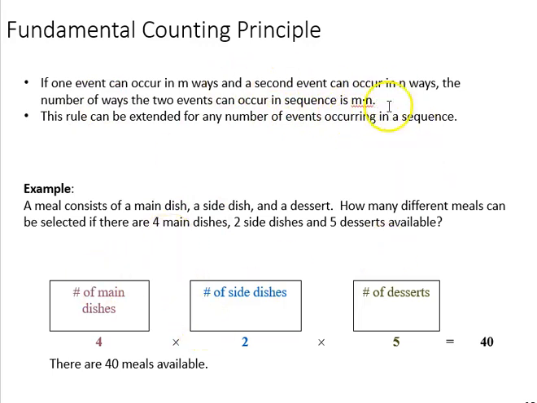So it doesn't have to be just m and n. It can be any letter of the alphabet ad infinitum. So here's an example. We have a meal consisting of a main dish, a side dish, and a dessert. How many different meals can we put together if there are 4 main dishes, 2 side dishes, or 5 desserts in terms of options? It's simply a multiplication of those options. So we have the 4 main dishes, the 2 side dishes, the 5 desserts. Multiply those together, you get 40. So there are 40 possible meal combinations.